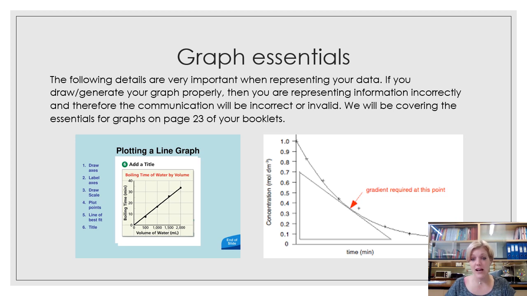Then on the other side, we have concentration in moles per decimeter and time. And we're looking at gradient. Gradient is the rate of change between two variables. How do they change, and at what rate are they changing? You don't need to know that now. We learn that next year. But I just wanted to put that in there to show you what we do later on when we look at the rate of change between the y and the x axis.